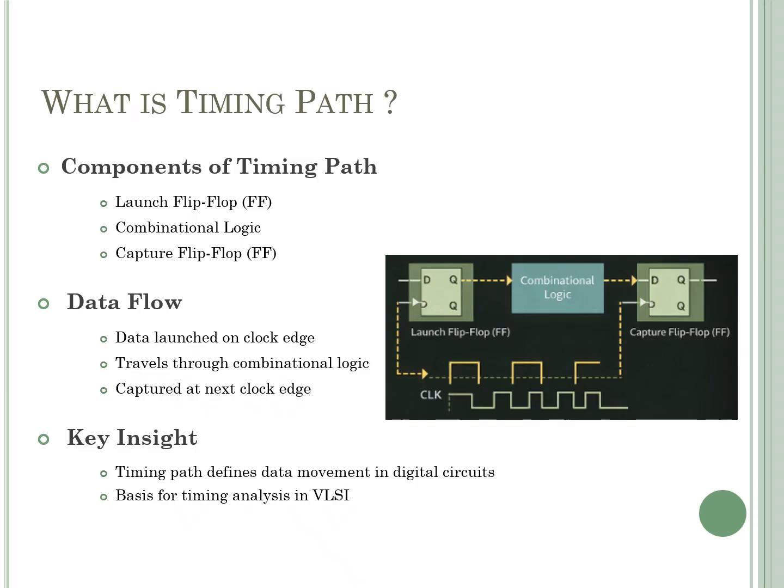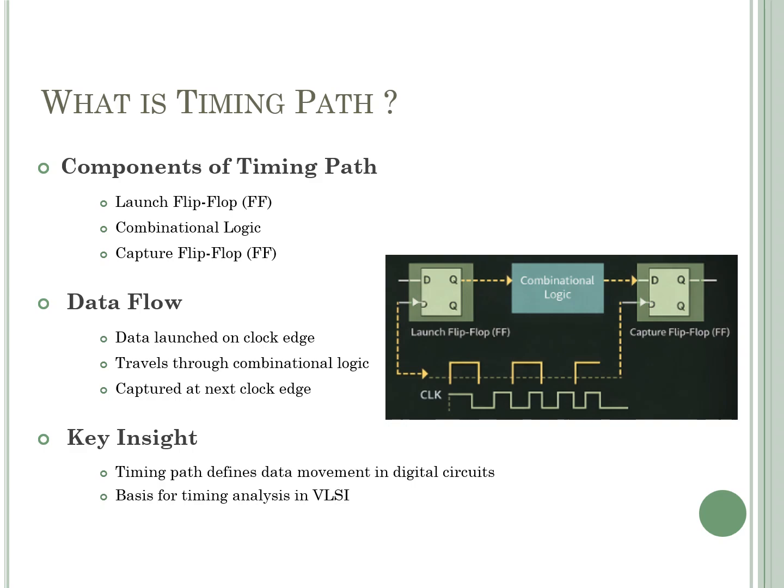Second is combinational logic. Next, data passes through combinational logic like AND gates, OR gates, and NOT gates. Here, actual processing happens, and this is where most of the delay occurs. Third is the capture flip-flop. Finally, data reaches the capture flip-flop. This flip-flop captures the data on the next clock edge.